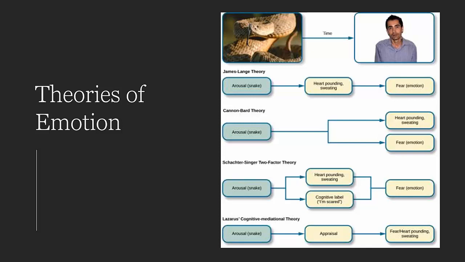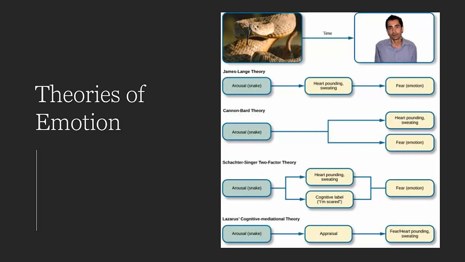But depending on how I appraise that, if I appraise it as something negative or something positive, that's going to shift the way that I feel. If I have the increase in heart rate and I think, oh, this is positive, I'm probably going to feel excitement. But if I have the increase in heart rate and I feel negative, then I'm probably going to think, oh, this is fearful.